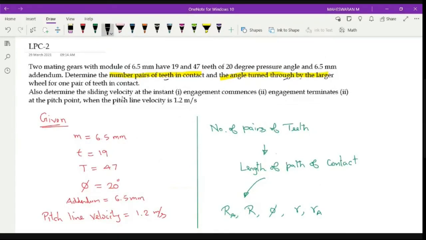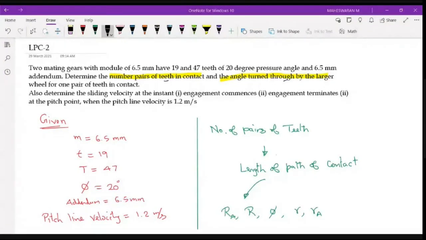Next, they are asking what is the sliding velocity at the time of engagement, at the time of recess, and at the pitch point. Sliding velocity at the pitch point is 0, right? Whenever you consider the pitch point, it is 0. But you have sliding velocity at the time of engagement and disengagement, at the time of approach and recess, right?